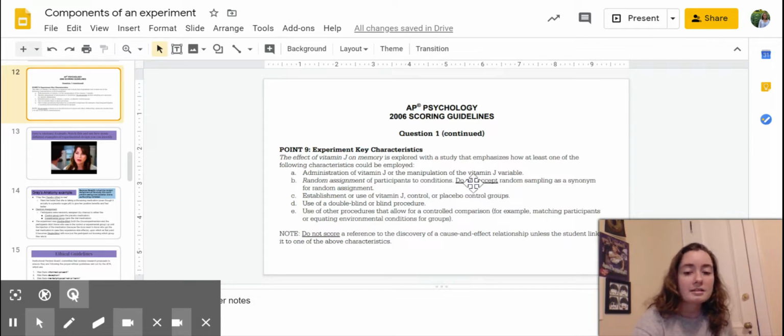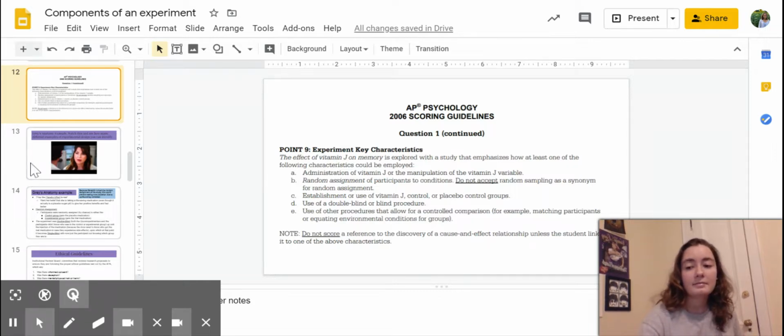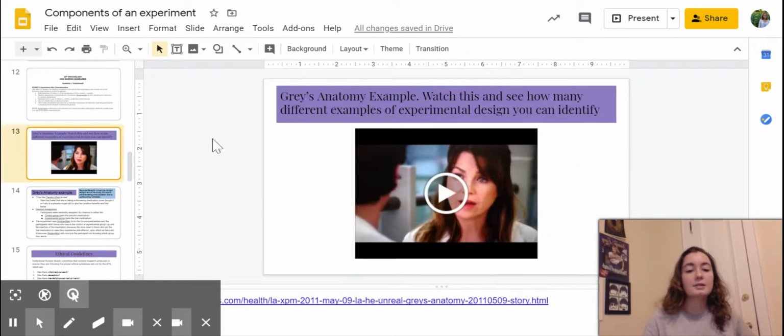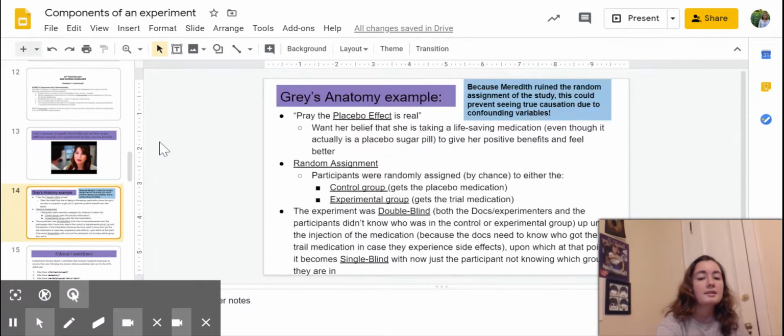But you can clearly see here that it says do not accept random sampling as a synonym for random assignment. So it's very important that you know the difference and make sure you're looking over yourself on AP exam day, that you're not accidentally putting that, because that would not give you a point, and that would be sad. So to practice, this is what I showed in class when I originally taught this, but I think it's the best example to put all these things together into a real life scenario, or as close to real life as possible. So you can look at this Grey's Anatomy example, watch it, and look for the different examples of experimental design that I just talked about. So pause that and look at that.